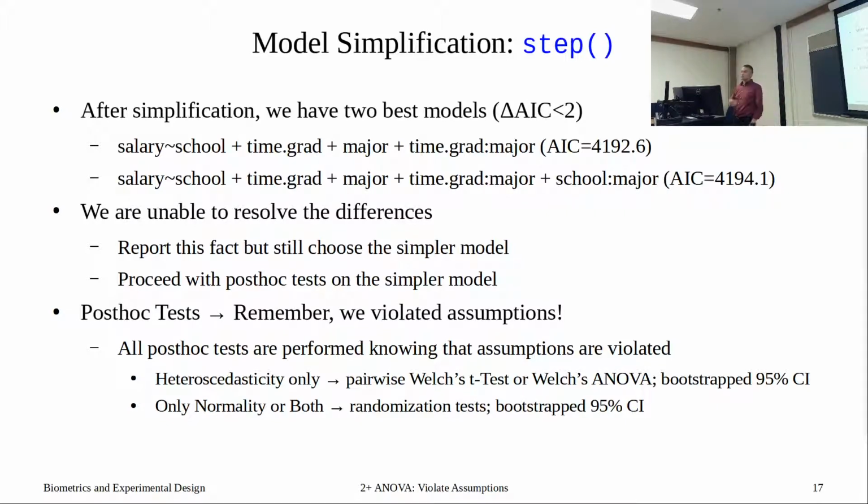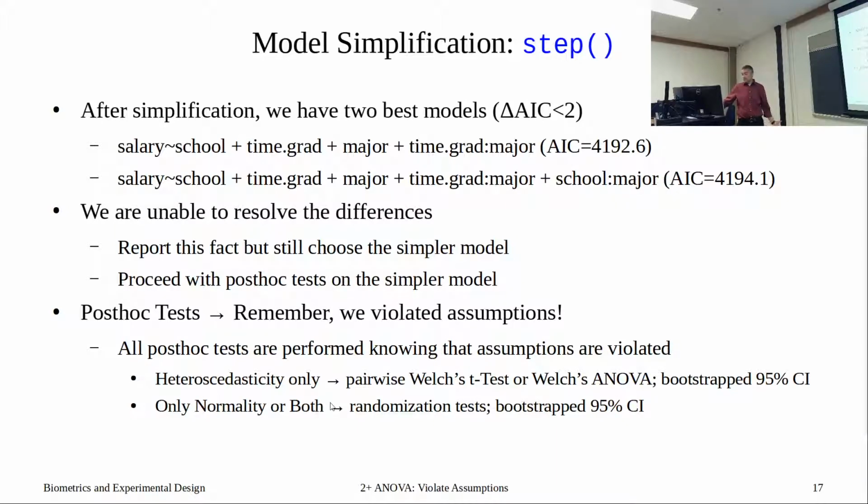All right, so what you have to remember now is if we did this method because we violated our assumptions, then we can't really do our basic subsets with ANOVA. We have to proceed as if all of our assumptions were violated. Which means if it's just heteroscedasticity, yeah, we can start doing pairwise Welch's t-tests or Welch's ANOVA. We can do bootstrapping and so forth.